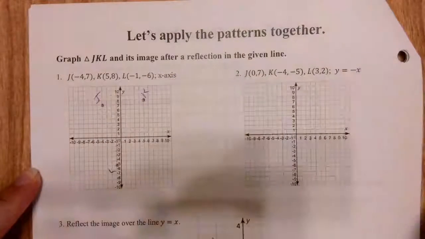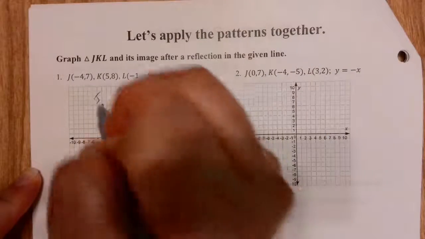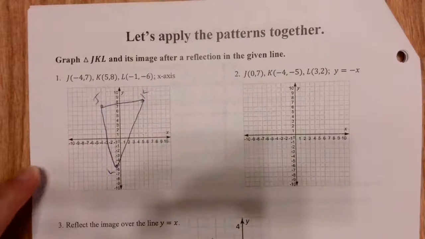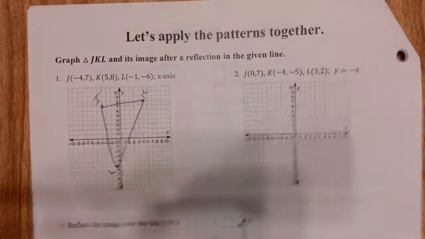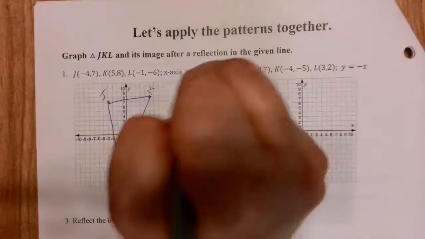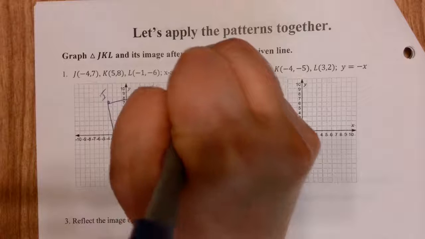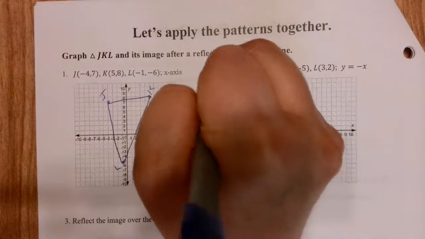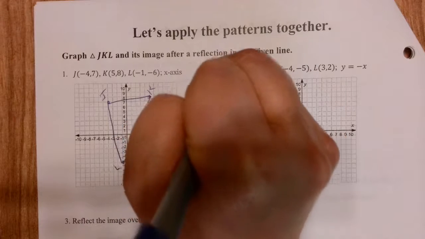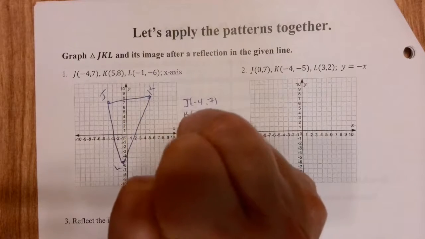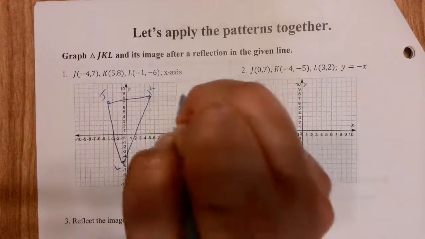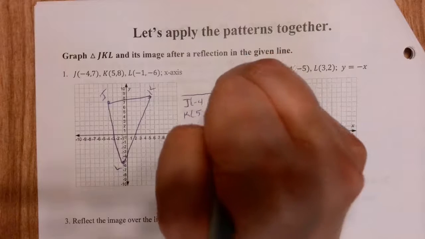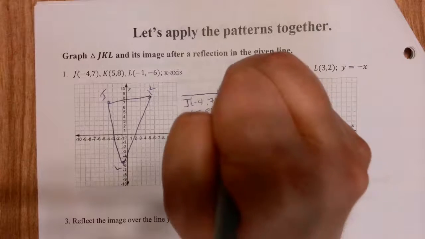And it's a triangle? Yeah, triangle JKL. So you're going to connect that triangle. Now, to actually show your work, first thing we're going to do is write our 3 points. We're going to make a chart just like we did in section 4.1. JKL turn into J prime, K prime, L prime.